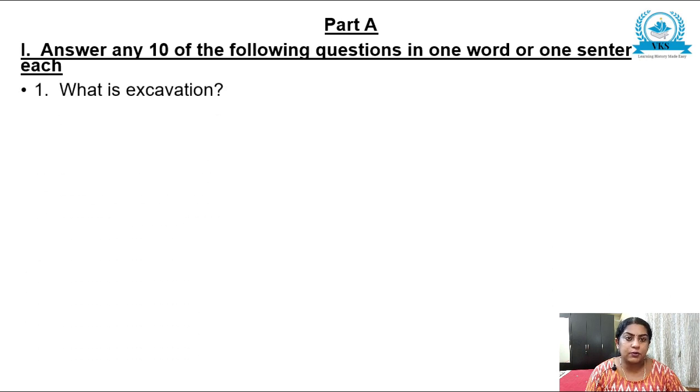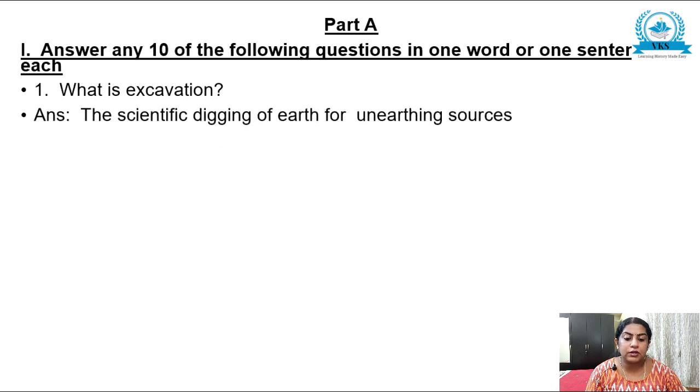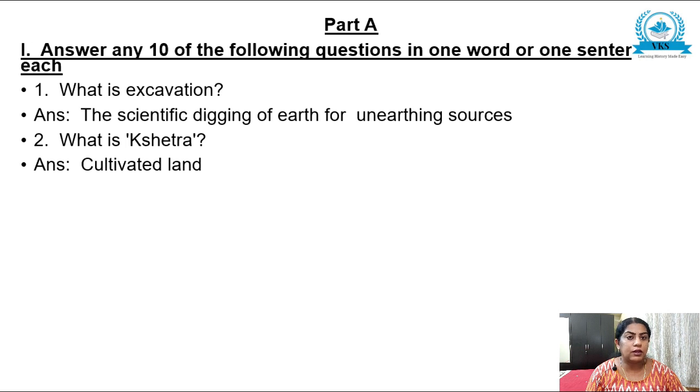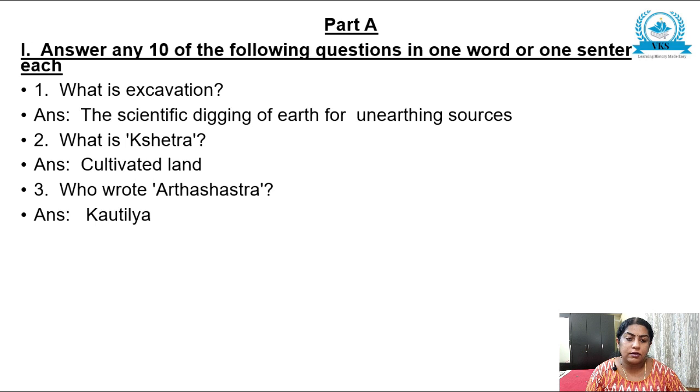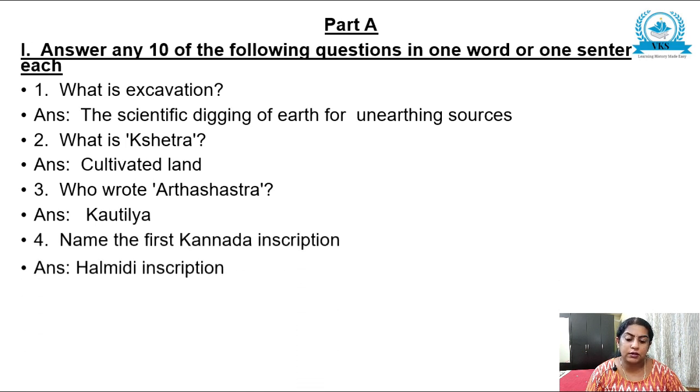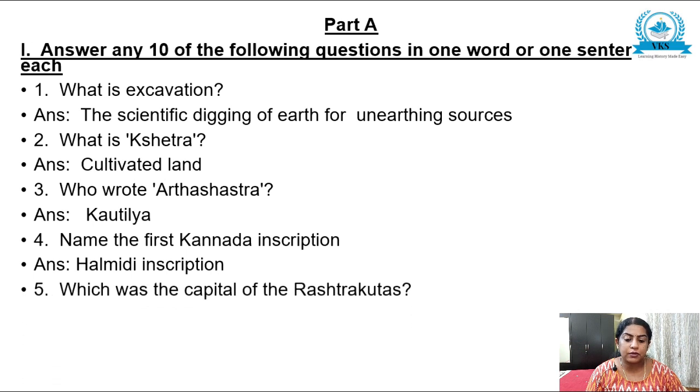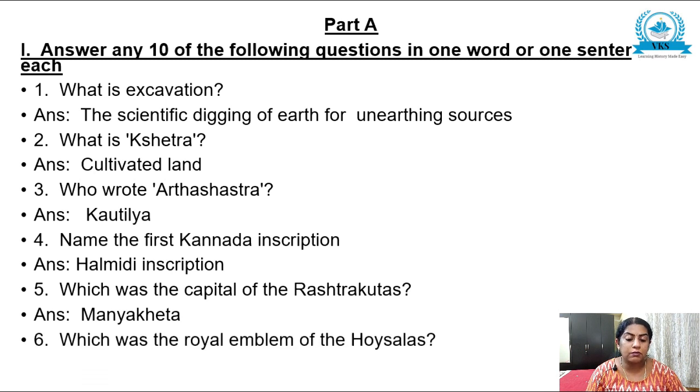What is excavation? The scientific digging of earth for unearthing sources is called excavation. What is kshetra? Cultivated land. Who wrote Arthashastra? Kautilya. Name the first Kannada inscription. Halmidi inscription. Which was the capital of the Rashtrakutas? Manyaketa. Which was the royal emblem of the Hoysalas? Sala killing a tiger.